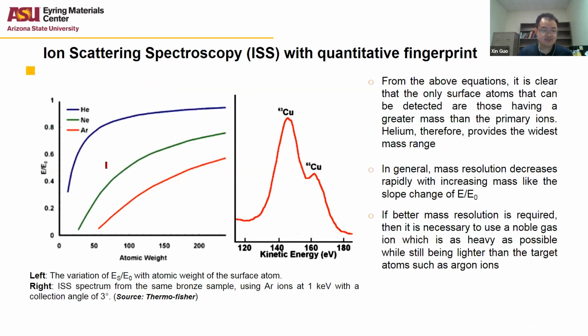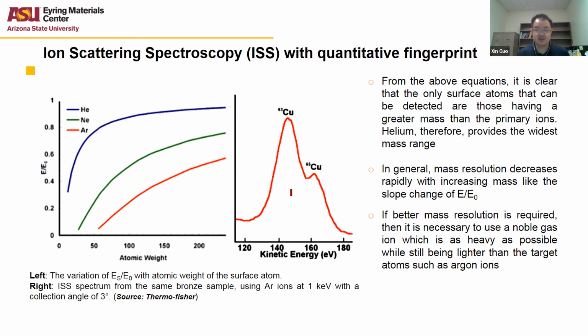Here is another figure that tells us the energy decay with the different ion sources we use. For helium, it reaches a plateau above 50 atomic weight. But for neon and argon, the energy ratio still has a big slope between 50 and 150. That means we can use argon instead of helium to distinguish some heavy atoms with similar atomic weight.